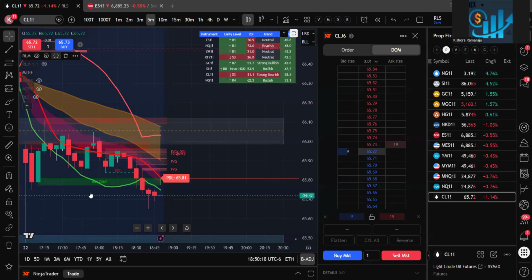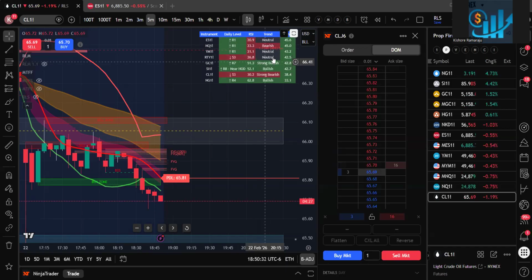You better use it whenever you get a buy. If something is strong bullish or bullish, you focus on the buy signals. If something is strong bearish or bearish, you focus on the sell signals. If something is neutral, you avoid those tickers completely.